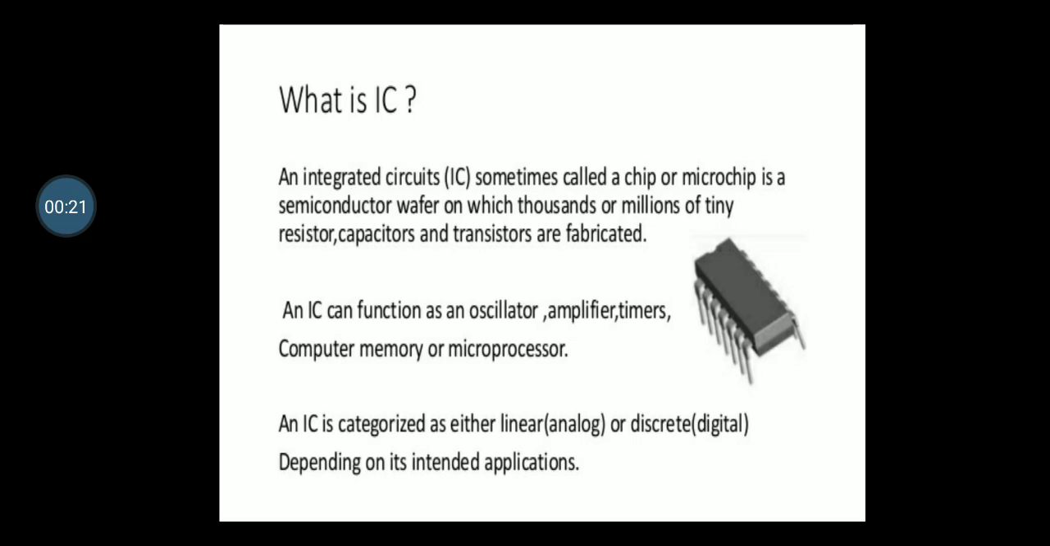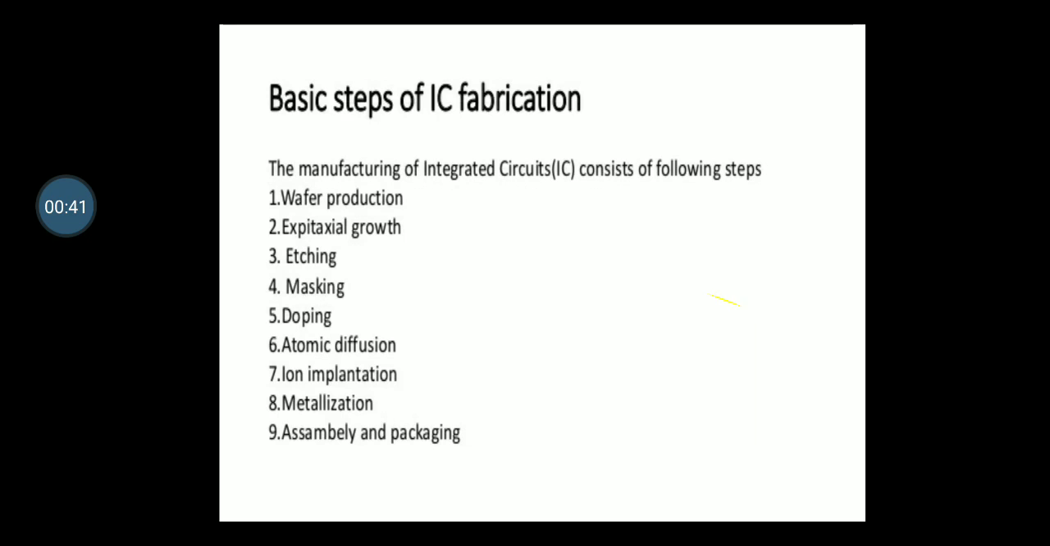thousands or millions of tiny resistors, capacitors and transistors are fabricated. An IC can function as an oscillator, amplifier, timer, computer memory or microprocessor. An IC is categorized as either linear or discrete depending upon its intended application. So, a simple circuit, when fabricated by silicon planar technology, will have the following steps.